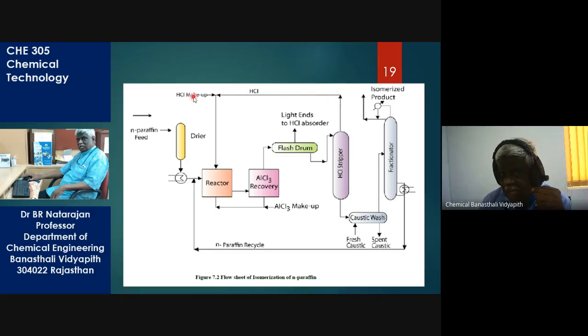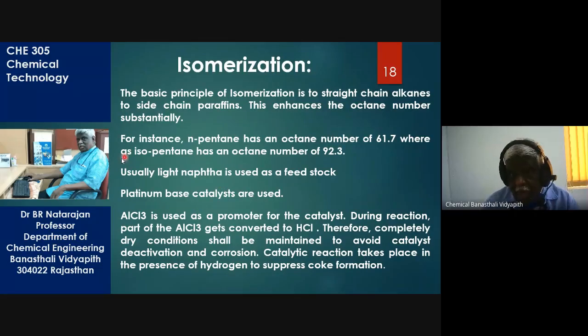So HCl is coming out, and then given a caustic wash. Because of the acidic condition, a caustic wash is done, right? And then fractionation, where I get the isomerized product, and the bottom from here is also recycled back. Okay, so make a note, isopentane, octane number 92.3 and normal pentane 61.7.